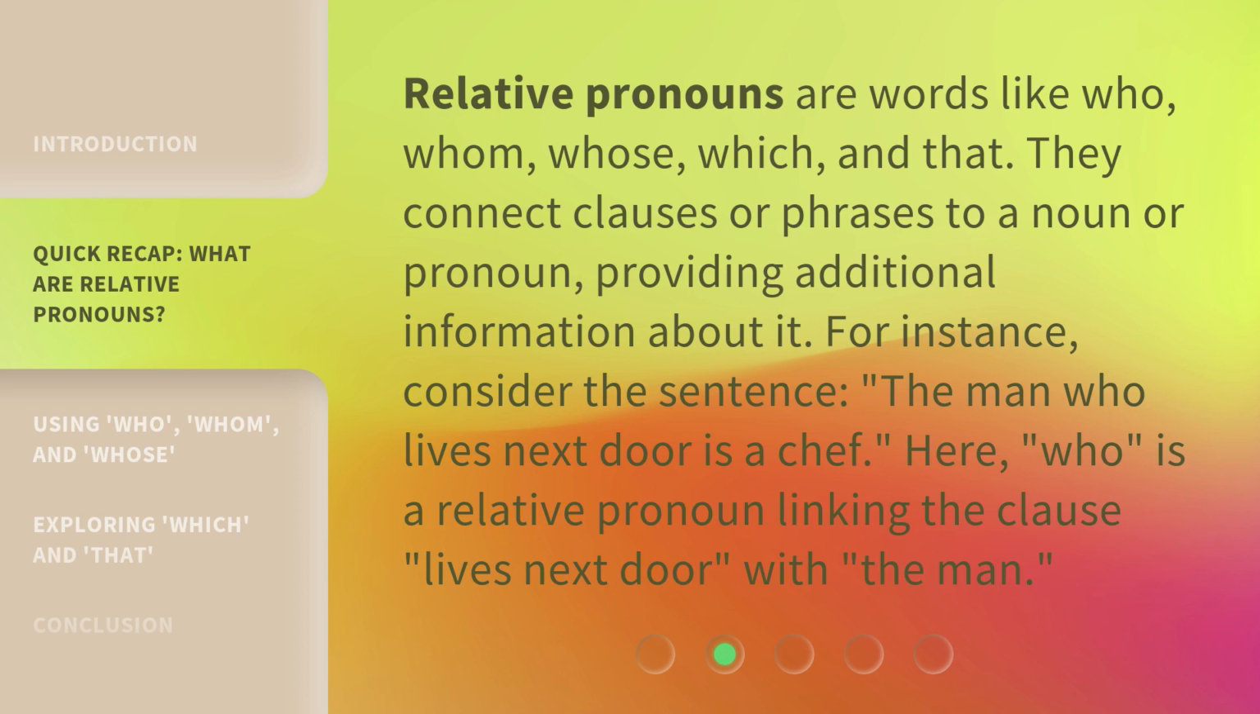Relative pronouns are words like who, whom, whose, which, and that. They connect clauses or phrases to a noun or pronoun, providing additional information about it. For instance, consider the sentence, "The man who lives next door is a chef." Here, who is a relative pronoun linking the clause, lives next door, with the man.